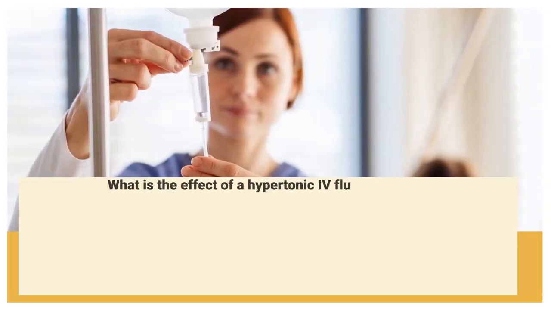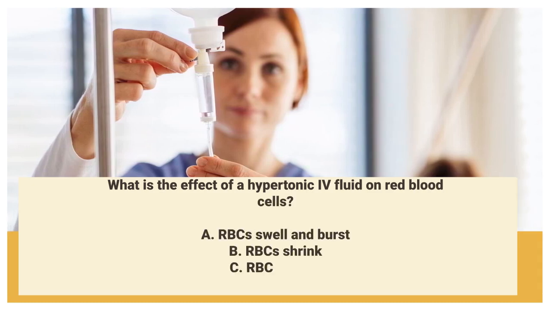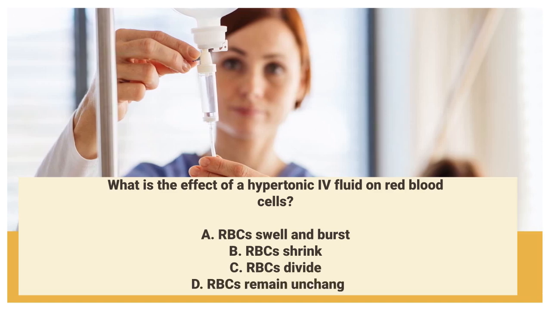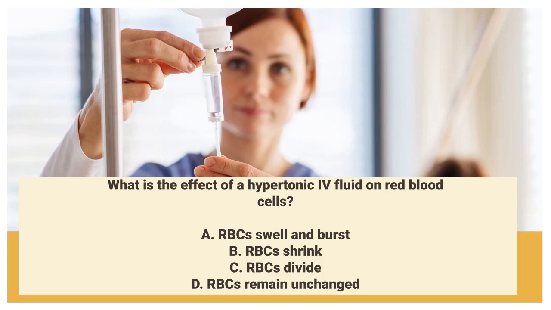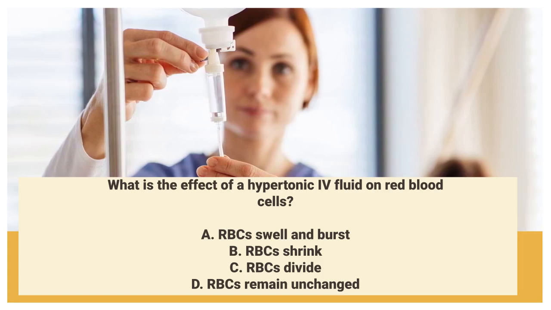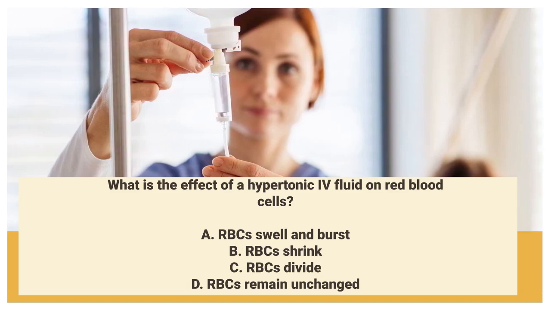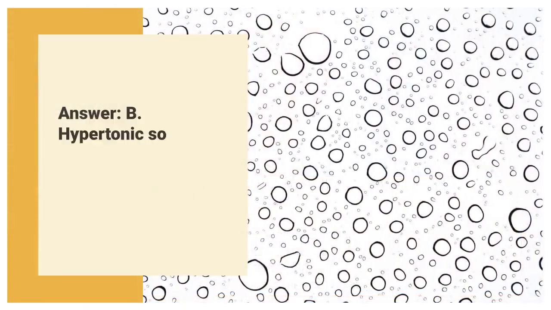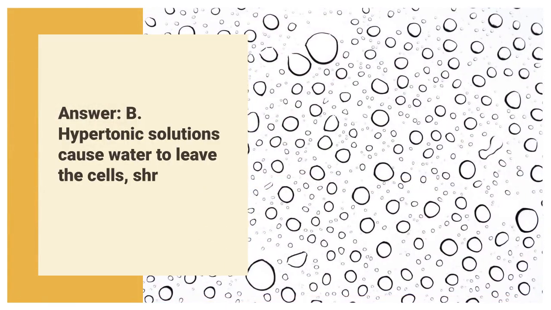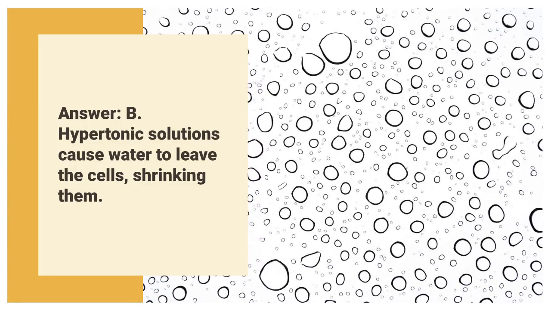Next question. What is the effect of hypertonic IV fluid on red blood cells? RBCs swell and burst, RBCs shrink, RBCs divide, RBCs remain unchanged. The correct answer here, B. Hypertonic solutions cause water to leave the cells, shrinking them.